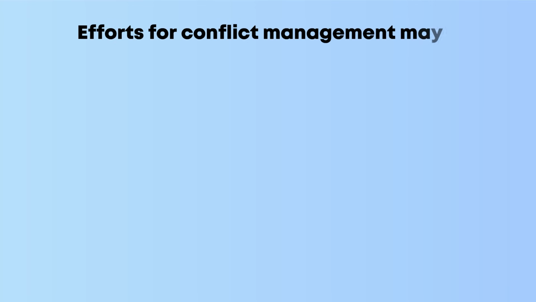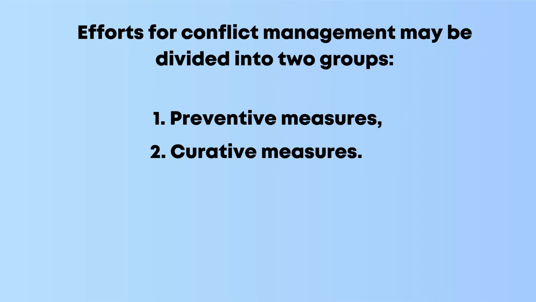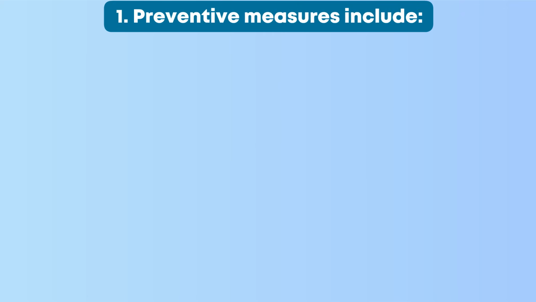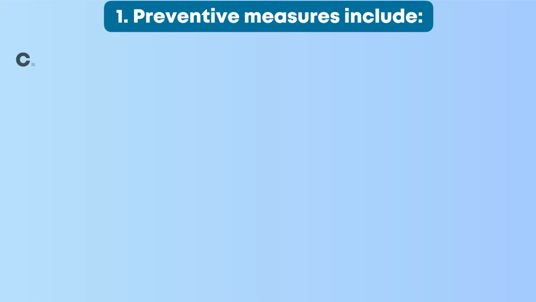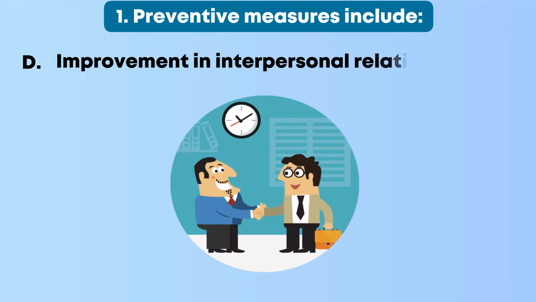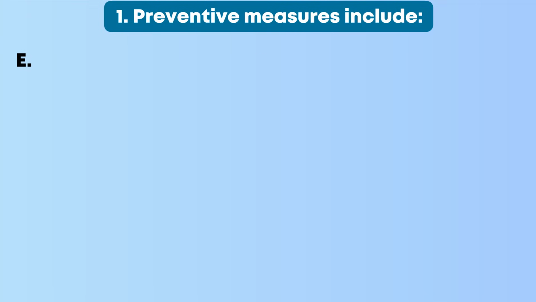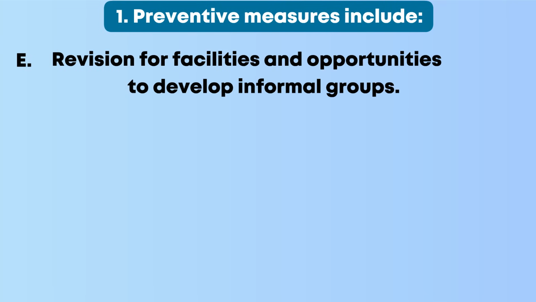Now move on to the resolution of conflicts. Efforts for conflict management may be divided into two groups: preventive measures and curative measures. 1. Preventive measures include A. Development of effective leadership. B. Participative decision-making. C. Two-way communication system. D. Improvement in interpersonal relationship. And E. Revision for facilities and opportunities to develop informal groups.